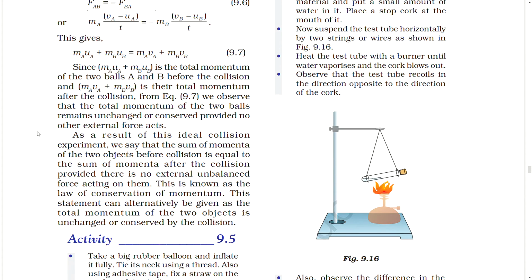As a result of this ideal collisions experiment, we say that the sum of momenta of the two objects before collision is equal to the sum of momenta after the collision, provided there is no external unbalanced force acting on them. This is known as the law of conservation of momentum. This statement can alternatively be given as: the total momentum of the two objects is unchanged or conserved by the collision.